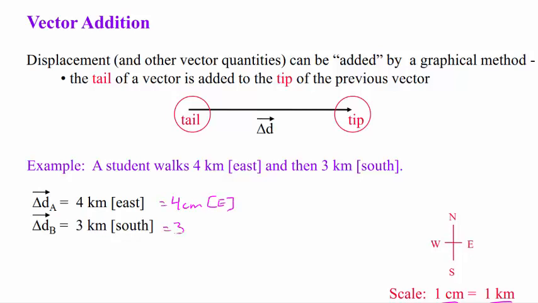This is going to be equal to 3 centimeters south. And this will be a nice right angle triangle, so hopefully we'll be able to figure this out fairly quickly. So what is that addition going to look like?